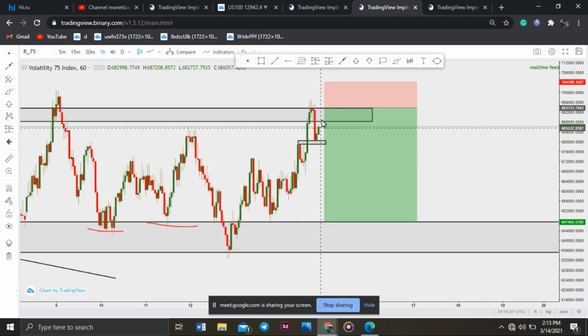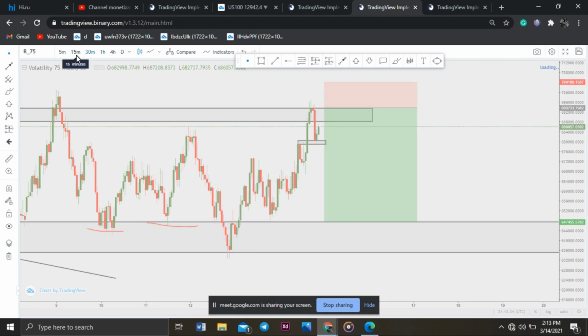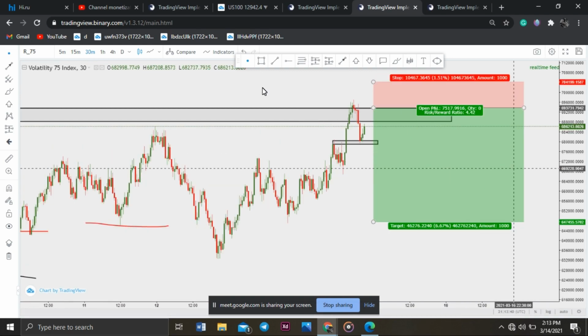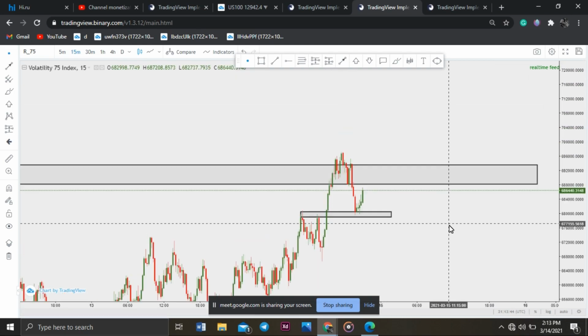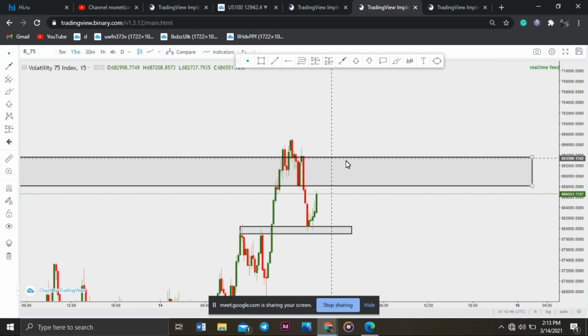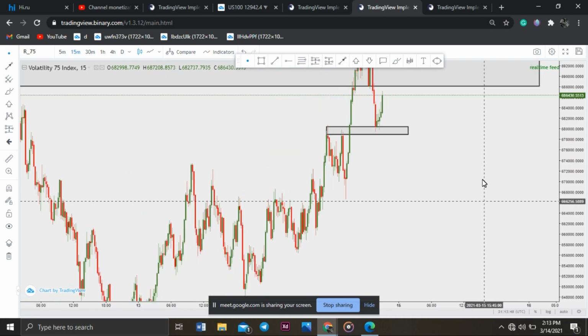So if price immediately tests this resistance zone on the 1 hour, we can just move straight to our 15 minutes and see how price is going to react around that zone. If we see price forming something like a double top on the 15 minutes, then we can take a trade from here all the way to the downside.